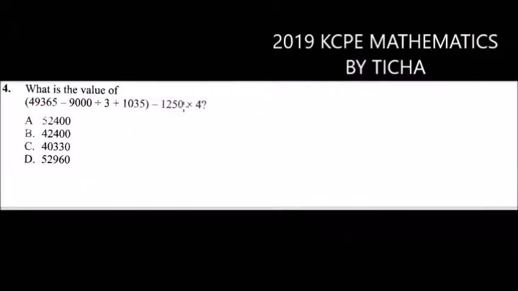Question number 4, we are told what is the value of inside the bracket 49,365 minus 9,000 divided by 3 plus 1,035 close the bracket minus 1,250 multiplied by 4. So what you do here, we apply what we call BODMAS.